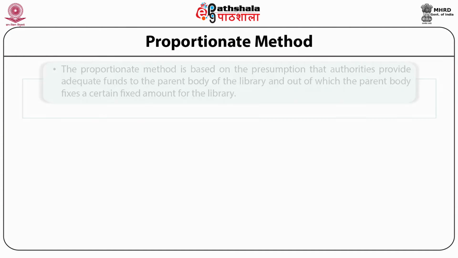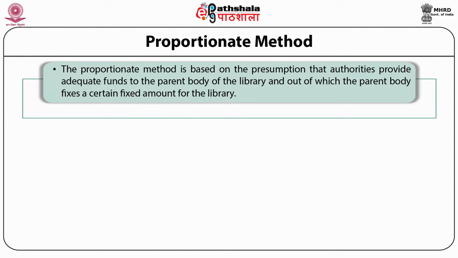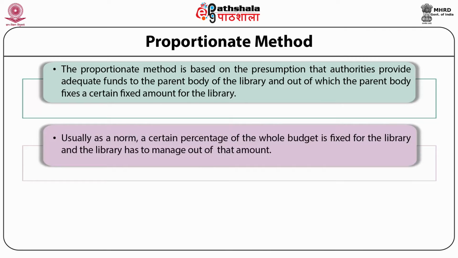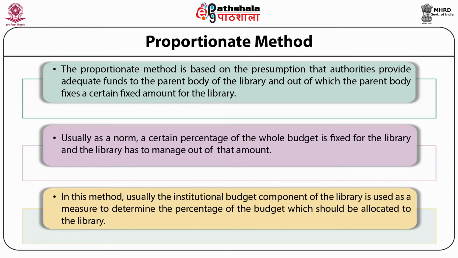Proportionate method. The proportionate method is based on the presumption that authorities provide adequate funds to the parent body of the library, out of which the parent body fixes a certain fixed amount for the library. Usually, as a norm, a certain percentage of the whole budget is fixed for the library, and the library has to manage out of that amount. In this method, usually the institutional budget component of the library is used as a measure to determine the percentage of the budget which should be allocated to the library.